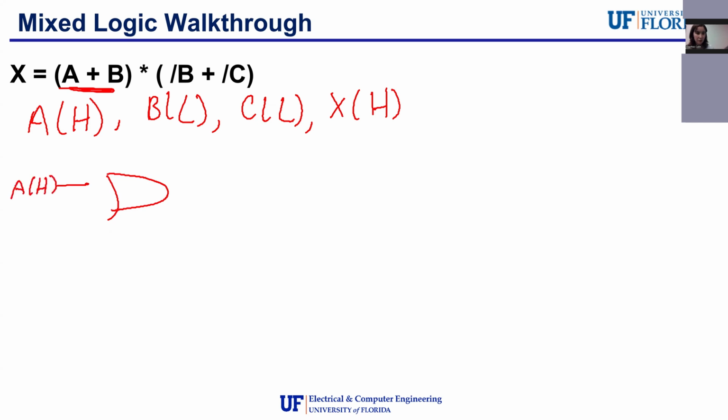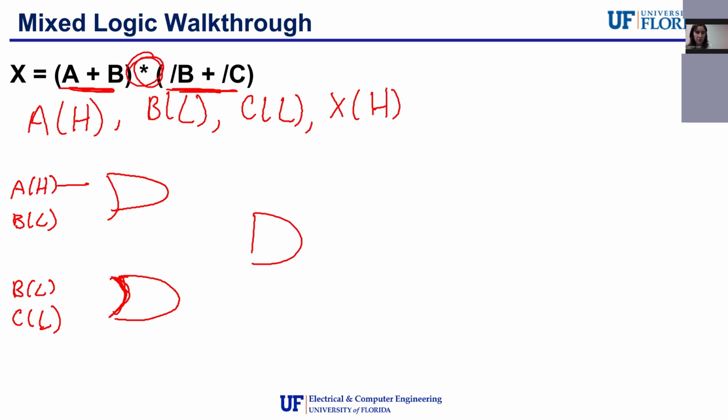A high, B active low. And second, we have another OR gate. This will be B active low, C active low. Let me make that a better OR gate. And then at the end, we are ANDing these two expressions together. Again, I always leave gaps for the bubbles at the beginning, at the output or input of these gates, because I might want to change them later. So finally, I'm going to write in X active high as the output.